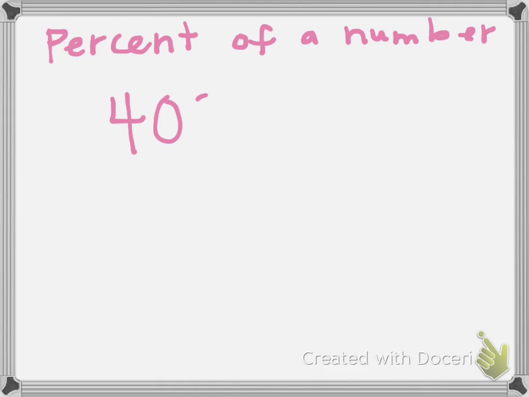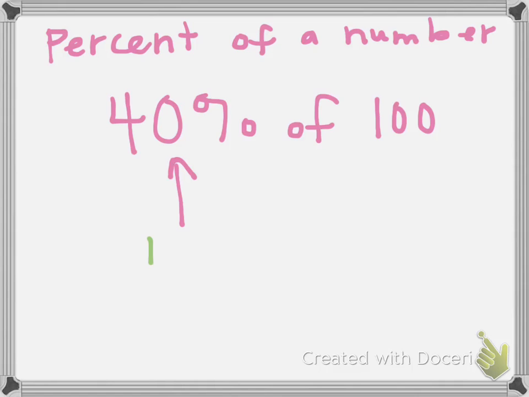If I want to figure out what 40% of 100 is, there's a really easy way to do this. 40% of 100. The first thing I'm going to do is take my percent and turn it into a decimal. The way you do that is by grabbing the decimal that's already in 40, which is right here, and moving it 2 steps to the left. 1, 2, dropping it off.